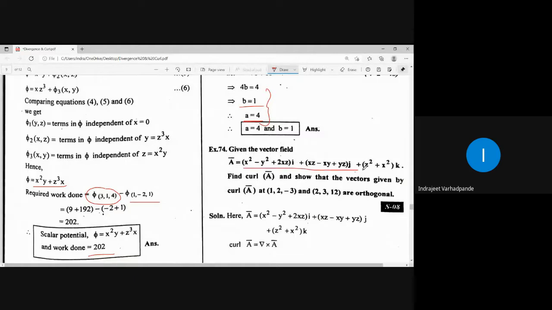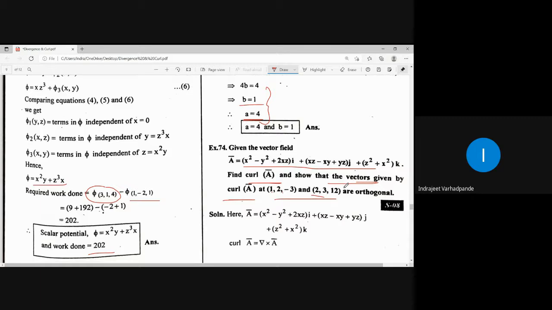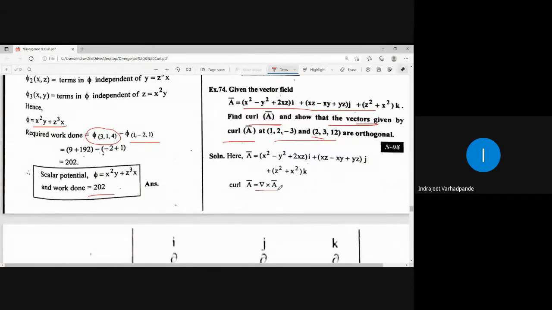A bar is equal to this vector. Find curl A bar and show that the vectors given by curl A bar at point this and this are orthogonal. See, curl A bar is a vector quantity. One of the points is given by 1, 2, minus 3. You calculate curl at this point, and at the other point. Take the dot product. If that answer comes out to be 0 for the given requisite vectors, we say that they are orthogonal. So A bar is given by this.